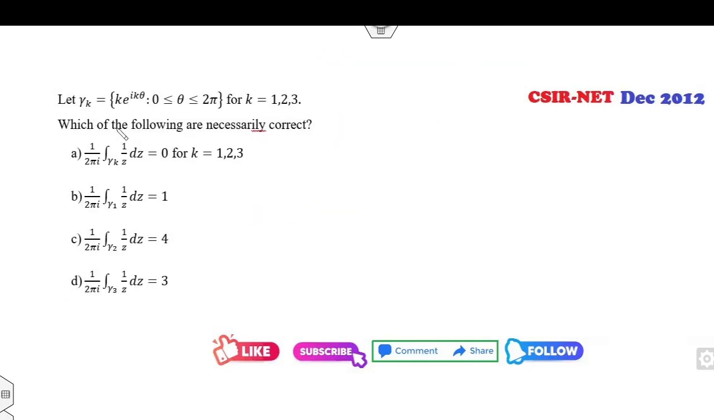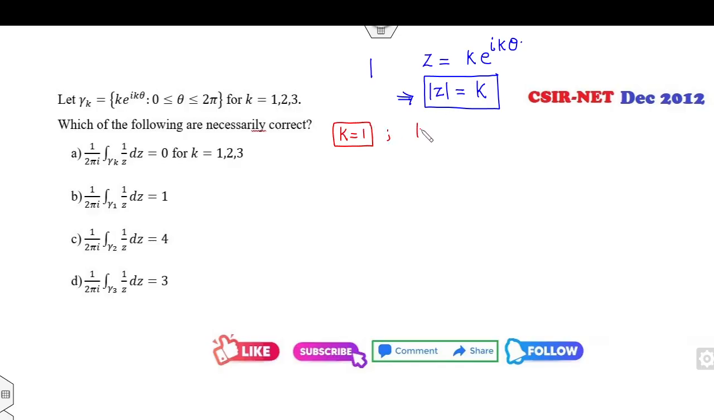Look at another one. Gamma is a circle, so I can write it in terms of z: z = k e^(iθ). That implies |z| = k. Is it okay? Now clearly, for k = 1, the circle equation is |z| = 1, and the value of z becomes e^(iθ).